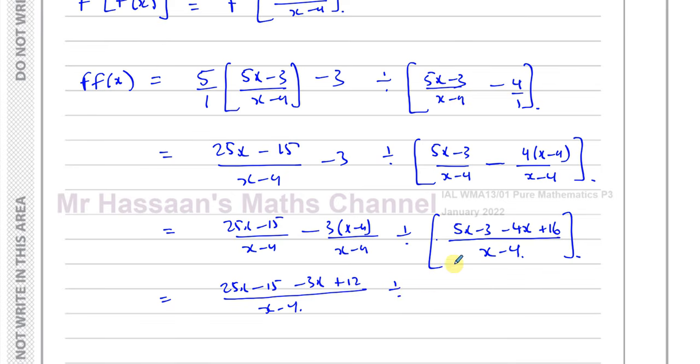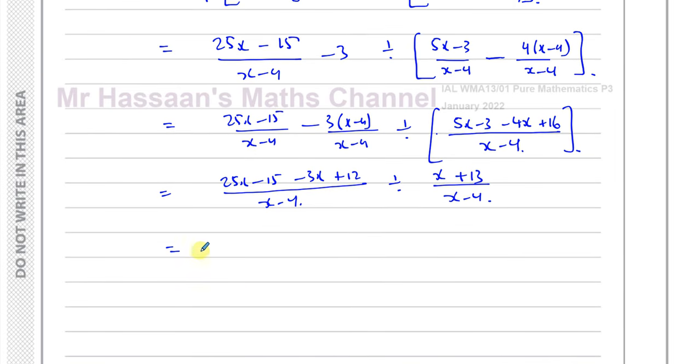Okay, divided by, let me simplify this. This is going to be x plus 13 over x minus 4. Let's simplify this one. So you have 25x minus 23 minus 3x, which is 22x, minus 15 plus 12, which is minus 3, over x minus 4, and then I can multiply that by this fraction, which is x minus 4 over x plus 13.